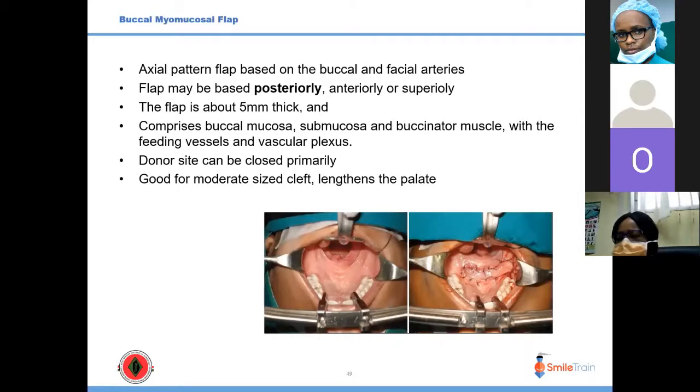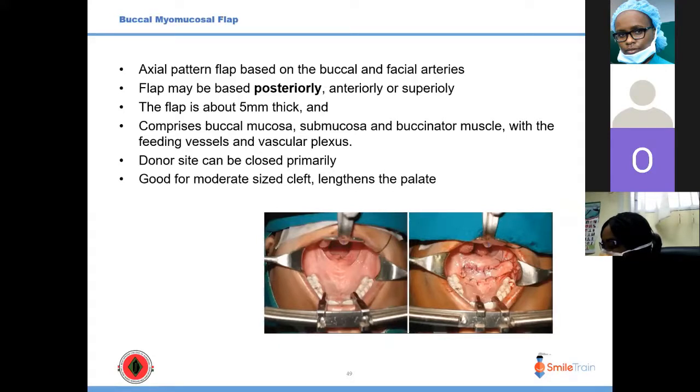The buccal mucosal flap is actually used as an adjunct to some of these that I've mentioned, particularly when the palate is short, and it is based on the buccal artery, the facial artery. The flap can be posteriorly based, anteriorly based, or superiorly based. And the good thing about the flap is that it is quite thick, because you are also taking the buccinator muscle with it, as well as the buccal mucosa. So it can also help where you don't have a nasal floor, as you can see in this place.